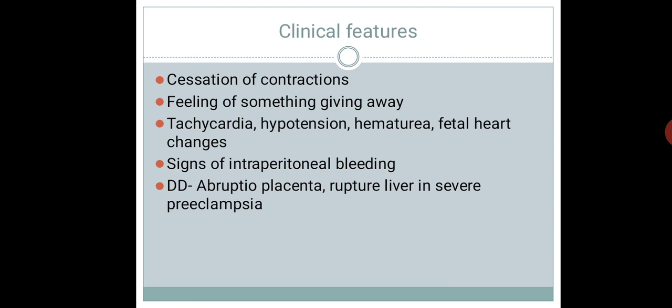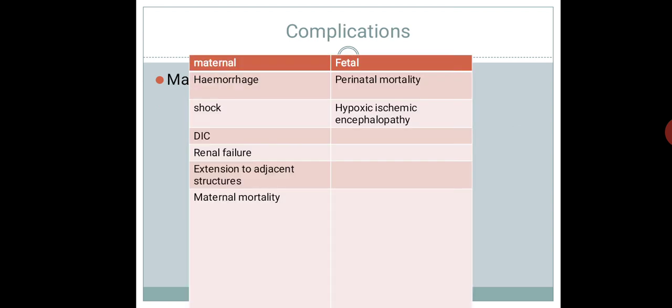Clinical features: sudden cessation of the uterine contractions in a patient who was having contractions, and the patient will have a feeling of something giving way, and there will be tachycardia, hypotension, hematuria and fetal heart changes. There will be signs of intraperitoneal bleeding. The differential diagnosis: abruptio placentae, rupture of the liver.